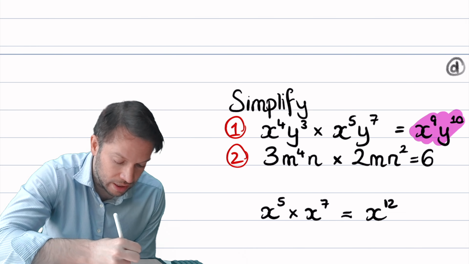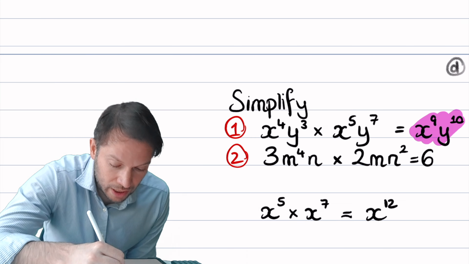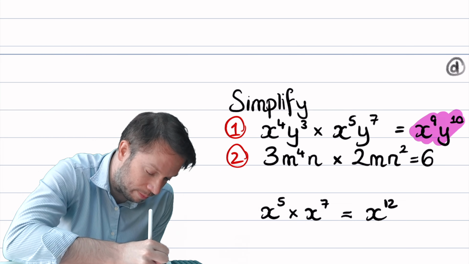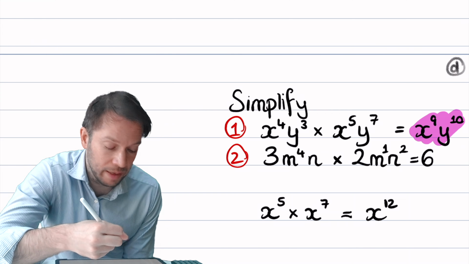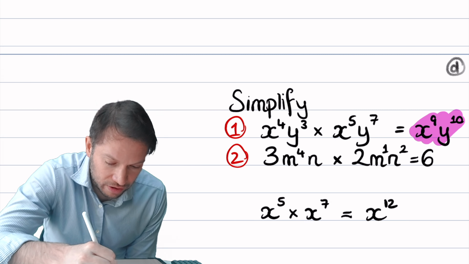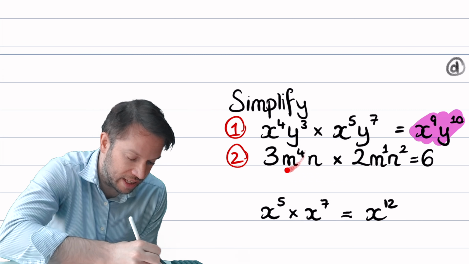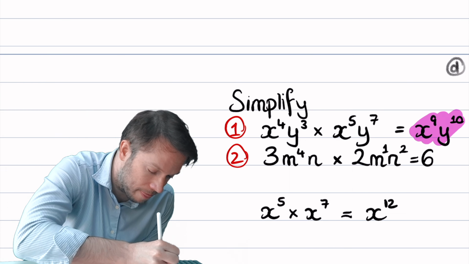Then we've got m to the 4 times m. Now, notice this doesn't have a power, and if that ever happens, you can just do a little cheeky power of 1. So it's m to the power of 1. M to the power of 1 is just the same as m. It's a bit like how 1m is the same as m. So now we can use laws of indices. M to the 4 times m to the 1. We add the 4 and the 1, which is m to the power of 5.